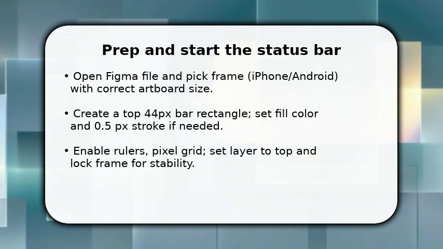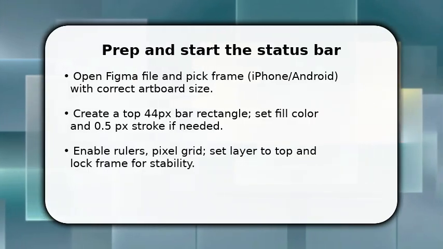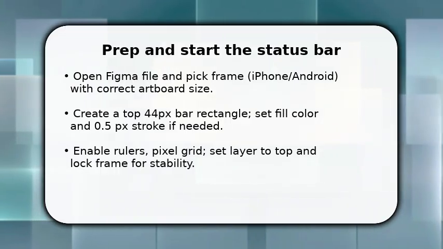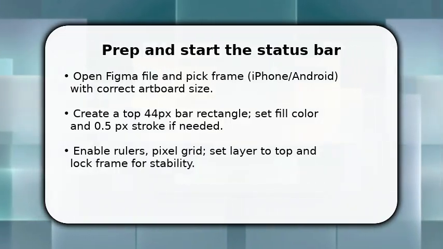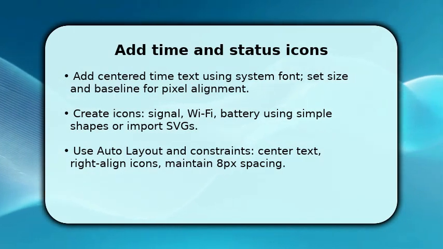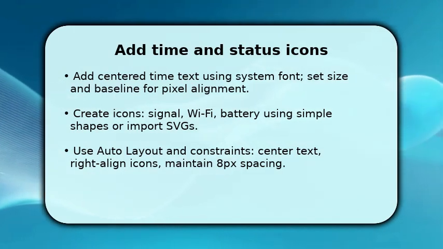Make sure rulers and the pixel grid are on so you snap to whole pixels. Then lock the parent frame to avoid accidental moves. This keeps your status bar anchored while you add content. You now place the time text in the center and use a system font at the exact pixel size for clarity. This maintains device-native appearance.